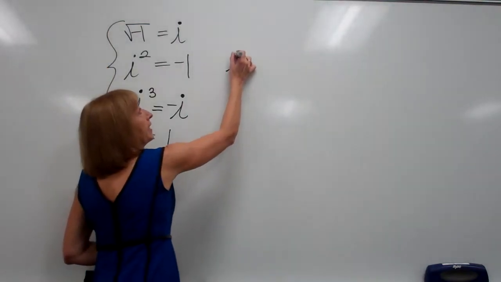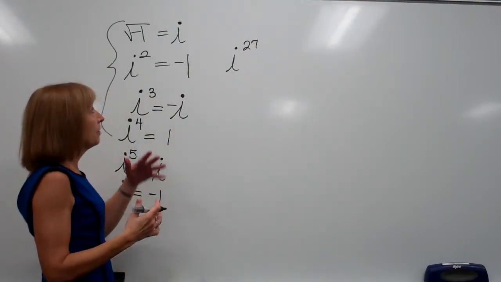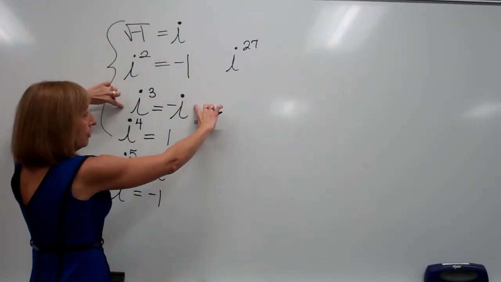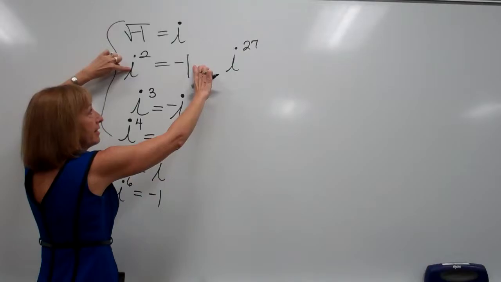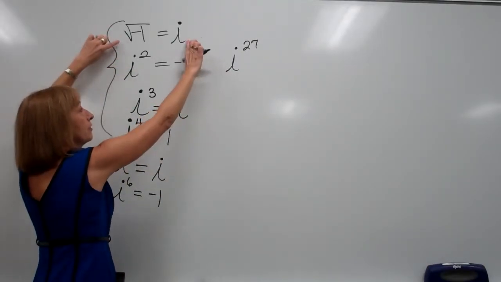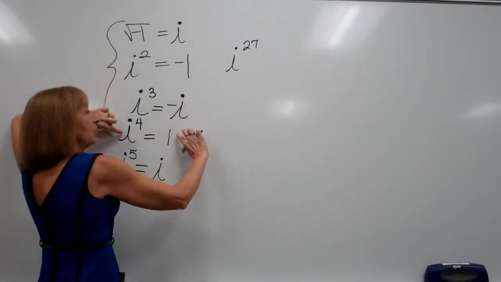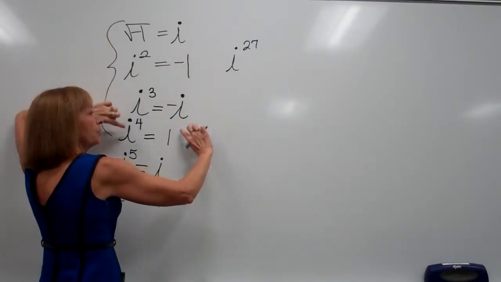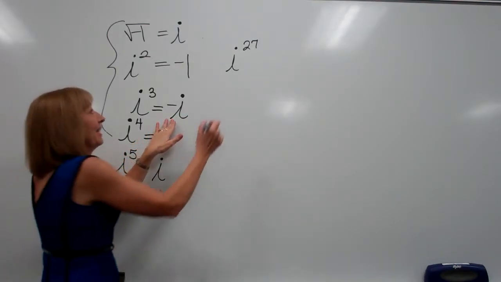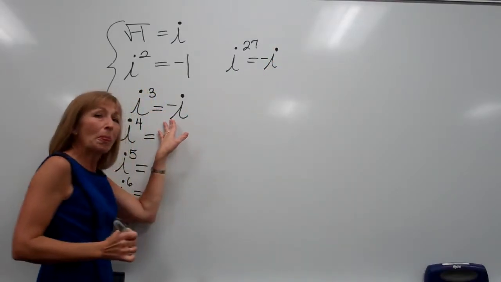So let's say I want to find i to the 27th. Well, you could think, since it repeats, this would be i to the first, i to the second, i to the third, i to the fourth, and so on, up through the 27th. So I finally get that i to the 27th simplifies to the opposite of i. That's a lot of work.